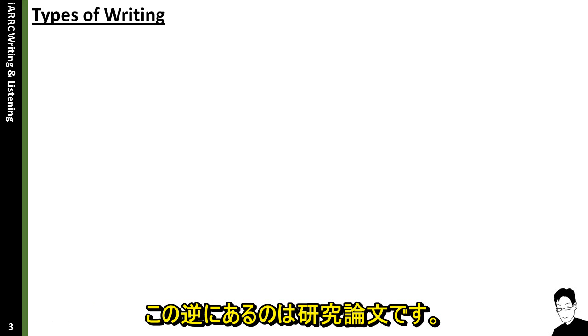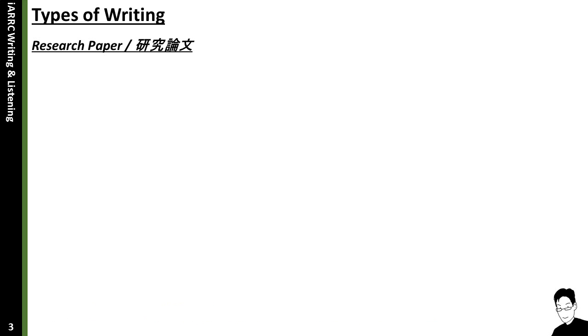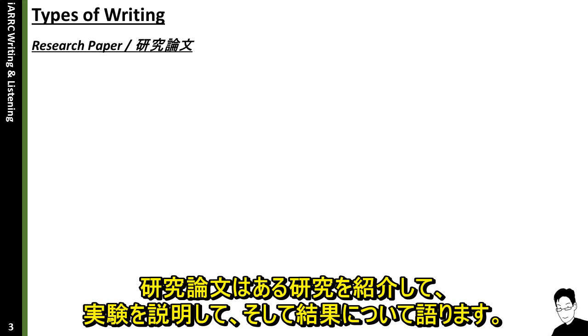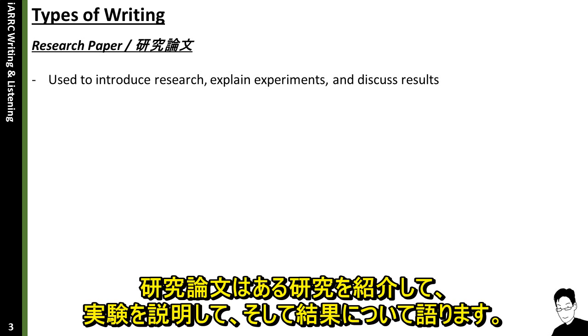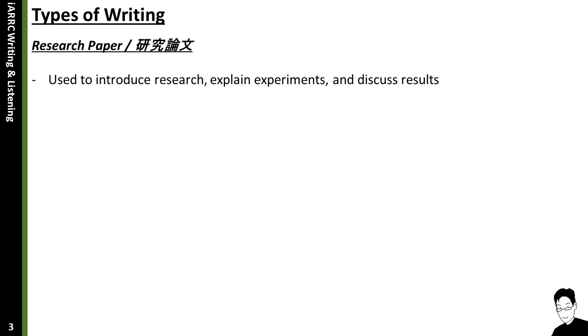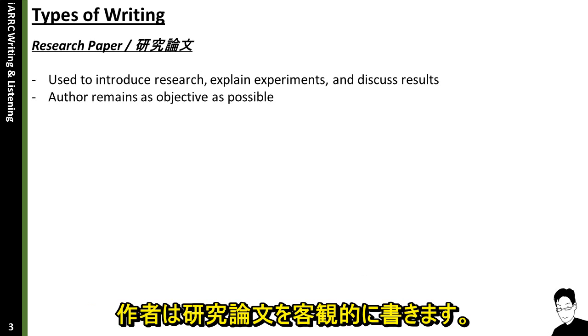At the other end of the spectrum is the research paper. A research paper is used to introduce research, explain experiments, and discuss the results of these experiments. Authors remain as objective as possible while writing a research paper.